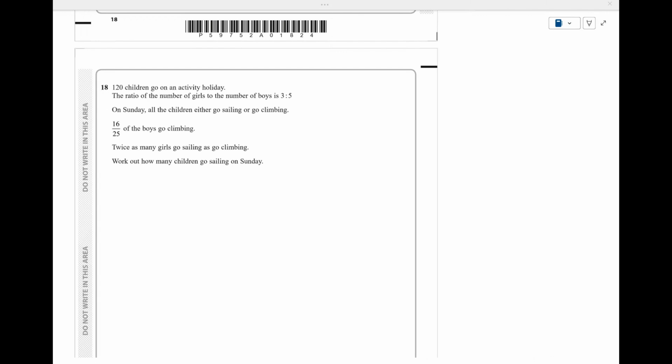120 children go on an activity holiday. The ratio of the number of girls to the number of boys is 3 to 5. Wait a minute, let's do some maths. Girls to boys, 3 to 5. That's a total of 8, isn't it? There are 120 children in total. Work out what the 8's been times by. 120 divided by 8. So that means that we're going to multiply that by 15 and that by 15. So now I know that there are 45 girls and 5 times 15, 75 boys.